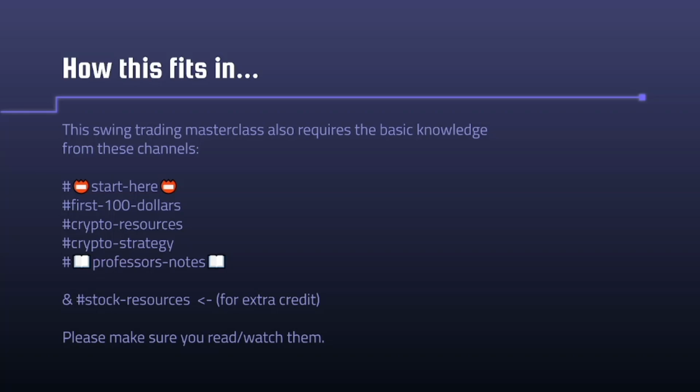How this fits in: the Swing Trading Masterclass also requires basic knowledge from these different channels. To start here: first $100, crypto resources, crypto strategy, and the professor's notes, and stock resources if you want extra credit. I put videos in here on trading psychology, extra ones on how to live a successful life, and why trading sometimes doesn't work for all people. Very interesting, but everything is also very critical, foundational knowledge. So please make sure you watch and read through all these different channels.